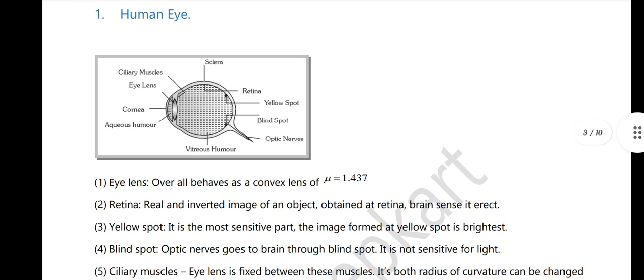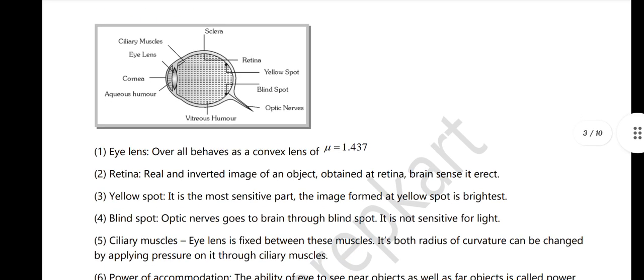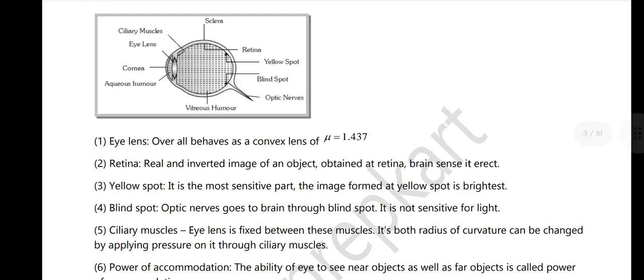So this is the diagram of the human eye. The first thing is the eye lens. It behaves like a convex lens with refractive index mu of 1.437. Now the retina: a real and inverted image of an object is obtained at the retina. The brain senses it as erect.